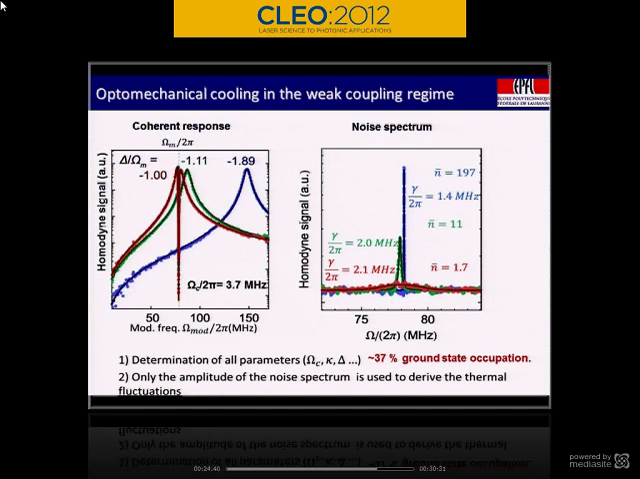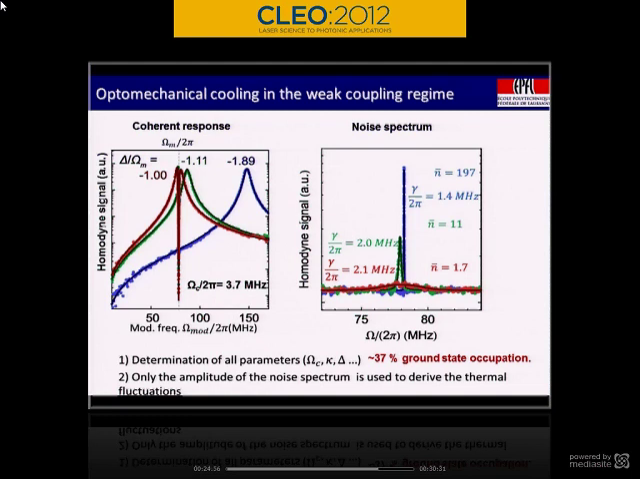Now, I'd like to mention that acquiring these spectra is extremely fast; we take about 30 seconds of averaging. The reason is that we have this optical fiber, and all the information about the mechanical motion is immediately transferred back into this fiber and can be used for heterodyne detection.